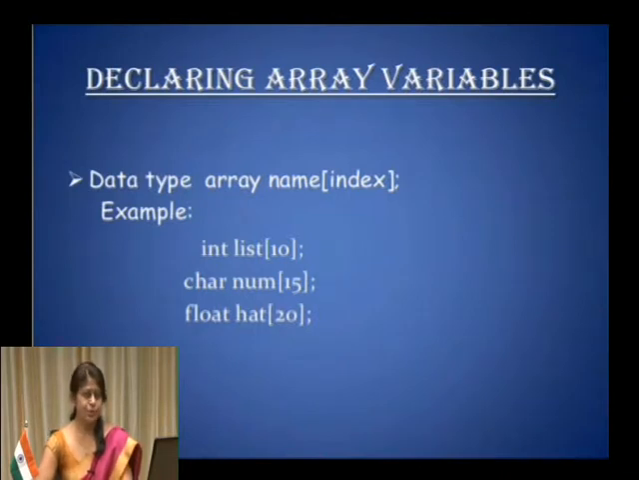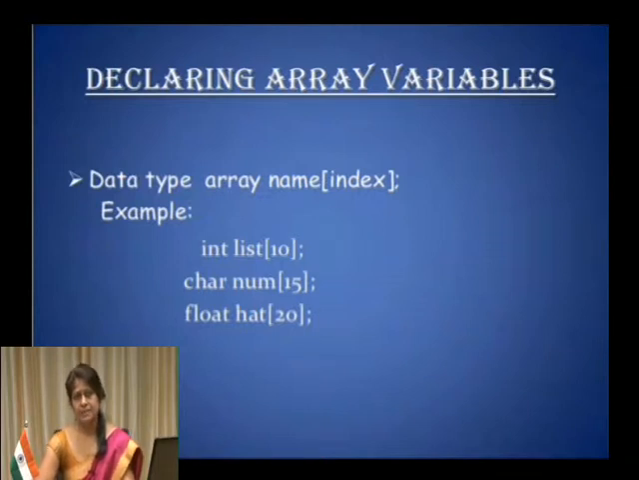Next, as I had told you, when we need to declare an array variable, we have the general format: the data type, the array name, and then the index. The index while declaring represents the maximum size or length of the array. As an example, int list[10] means that list is an array of data type integer and the maximum size is 10 elements. So, all your 10 elements should be of integer data type.